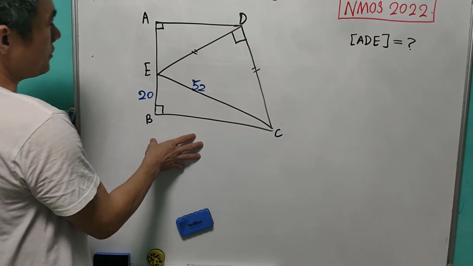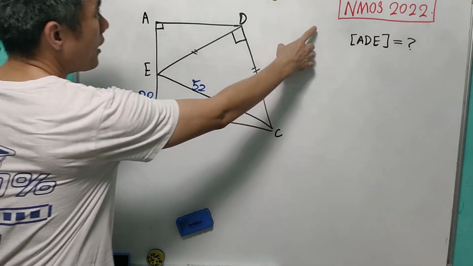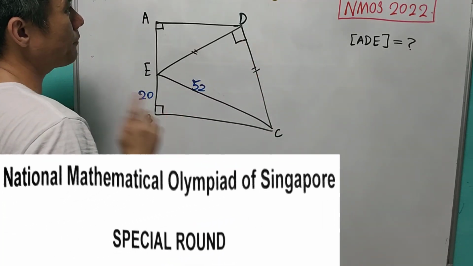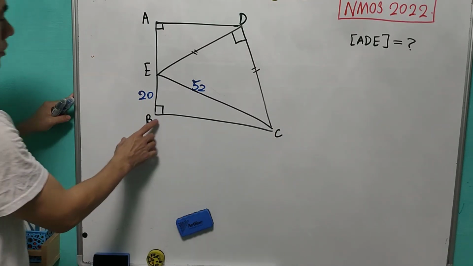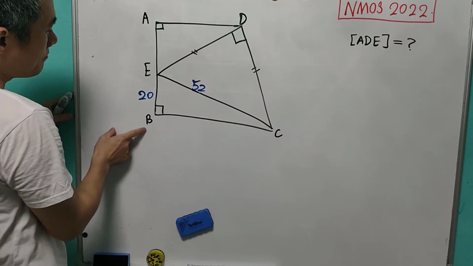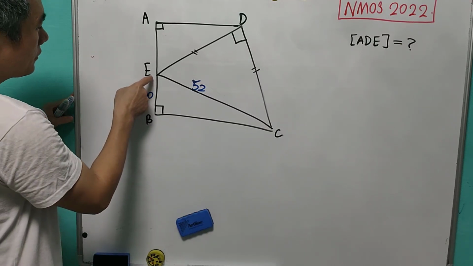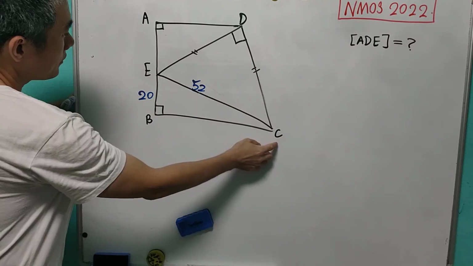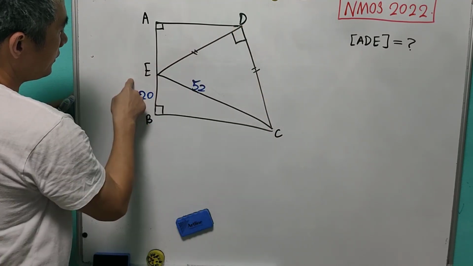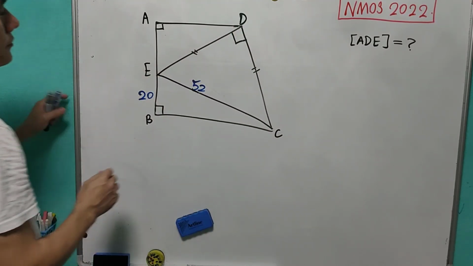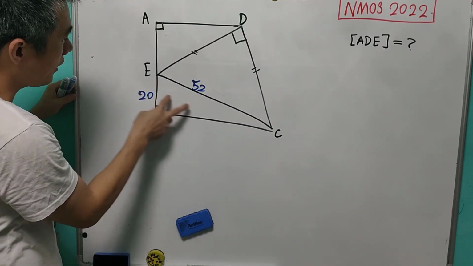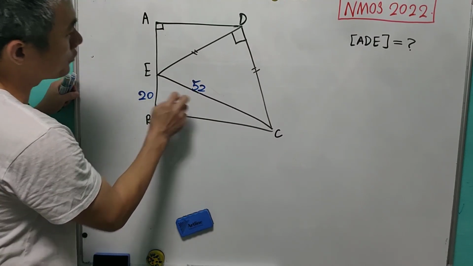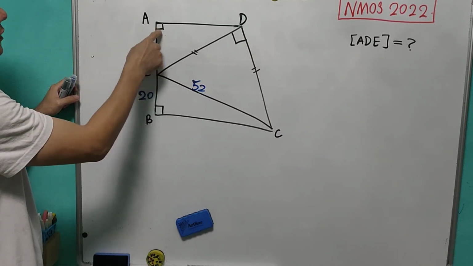Today, let's look at this interesting and challenging question from NMOS 2022 Special Round, the last question. The description of the problem is quite simple. We have a trapezium ABCD with right angles at A and B. Now we pick a point E on AB such that the triangle CDE is an isosceles right angle triangle. Given that the length of BE is 20 and the length of CE is 52, we are asked to find the area of AED.